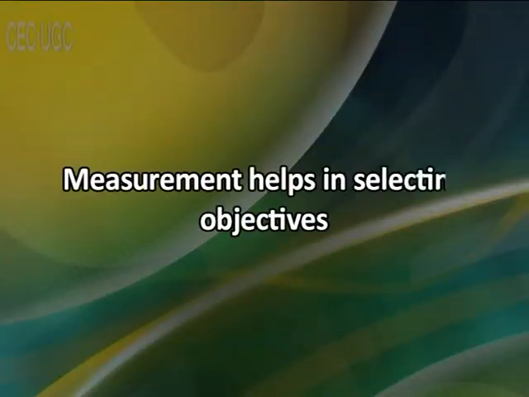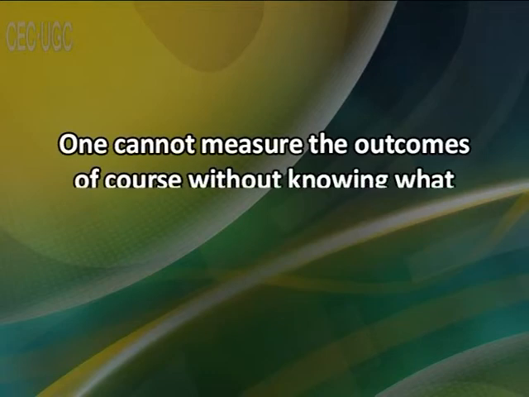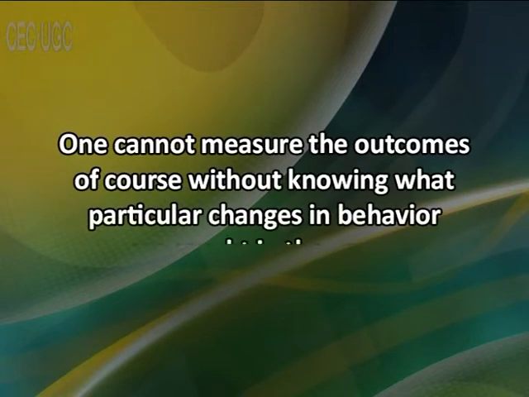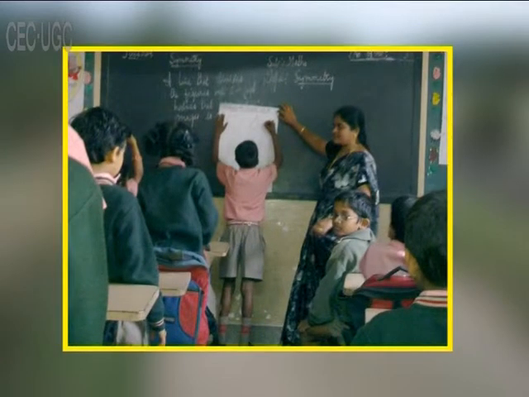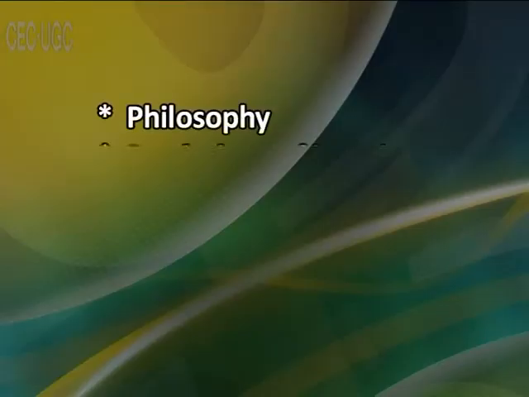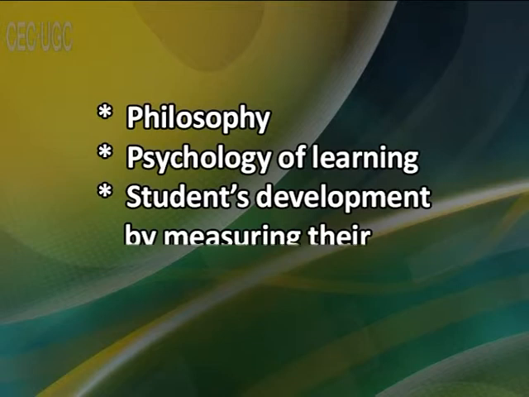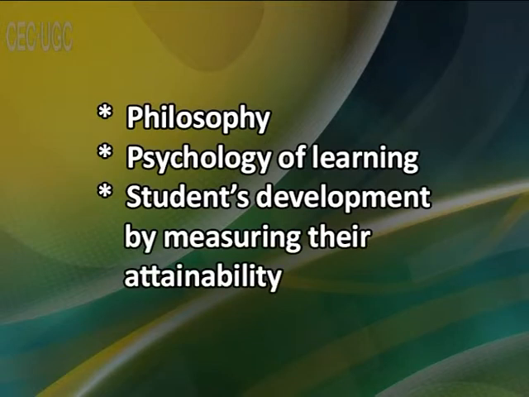Measurement helps in selecting objectives. One can't measure the outcome of a course without knowing what particular changes in behavior are sought in the course. A school should, in the first instance, emphasize objectives that are most in harmony with its philosophy, psychology of learning, and students' development by measuring their attainability. Measurement provides some data to be used in making a wise selection of objectives.